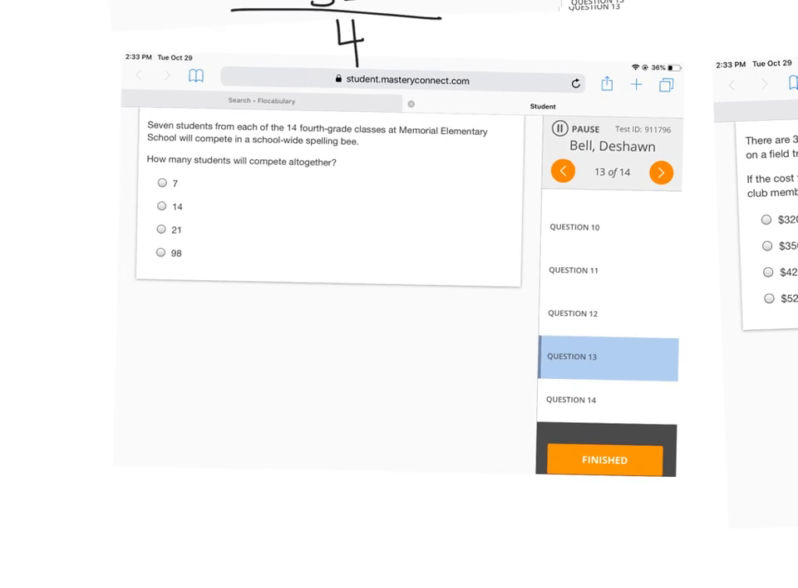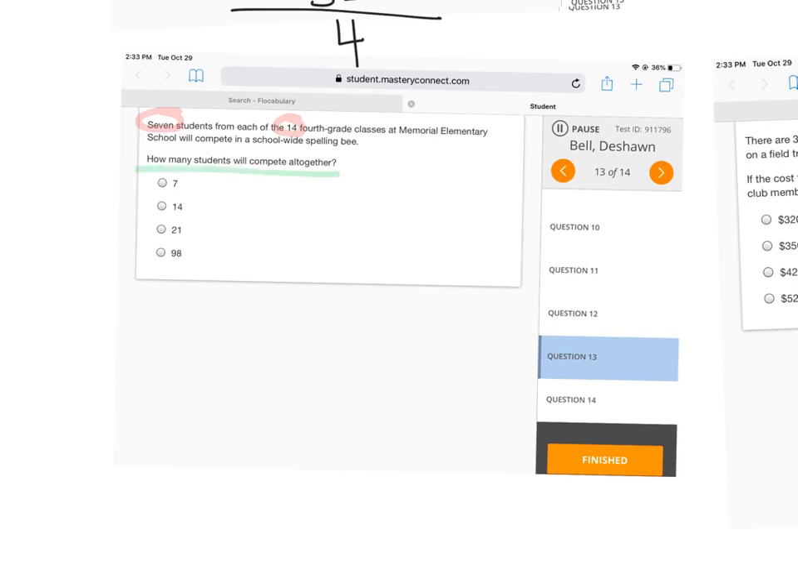Number 13. 7 students from each of the 14 fourth grade classes at Memorial Elementary School will compete in a school-wide spelling bee. How many students will compete all together? So if I use my cube strategy, here's 7. Here's 14. My question's how many students will compete all together.